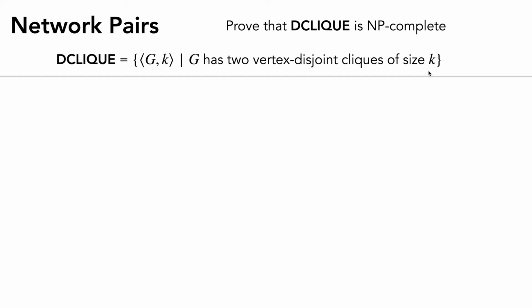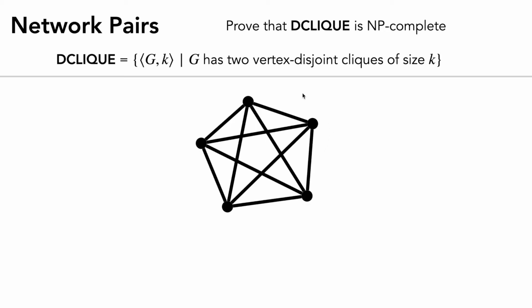Just as a refresher, let's look at some examples of what a clique is. This is a clique of size 1, size 2, size 3, size 4, size 5. A clique is just a set of vertices where every vertex is connected to every other vertex. If you look at any pair of vertices in this 5-clique, they will have an edge between them.